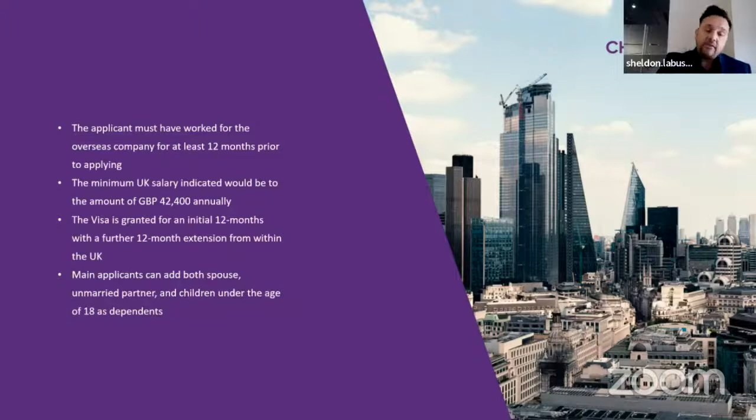As the main applicant, you can add both your spouse or unmarried partner to the visa. So they would get the same amount of residence as you do, and children under the age of 18. The key there is that the dependent spouse has access to work freely in the UK. They are not attached to that business, and children can obviously attend school freely, and all family members, including dependents, have access to NHS when in the UK.